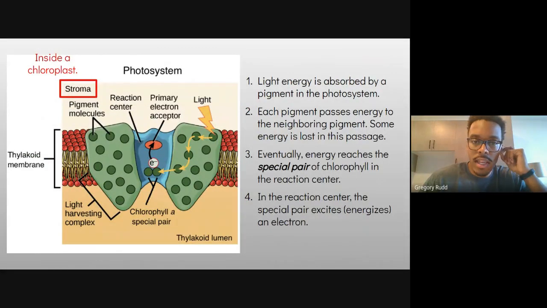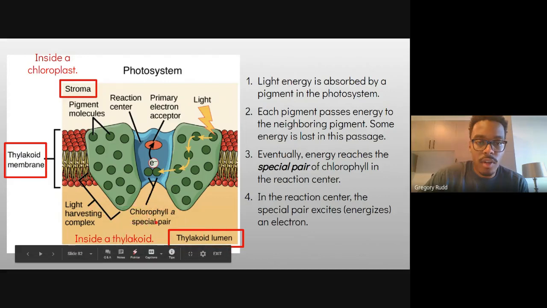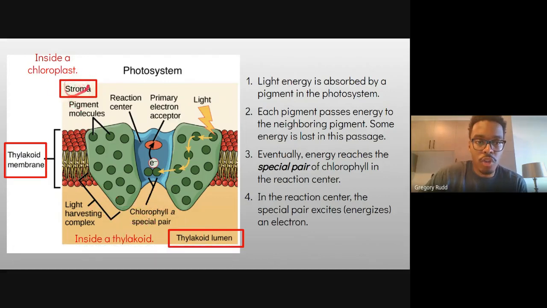So let's look more closely at a photosystem. We've got the stroma. Again, the stroma is the internal environment of a chloroplast, but it's actually outside of a thylakoid. So the inside of the thylakoid is called the lumen. The thylakoid membrane separates the two. So the membrane separates the inside of the thylakoid from the outside, which we will call the stroma.